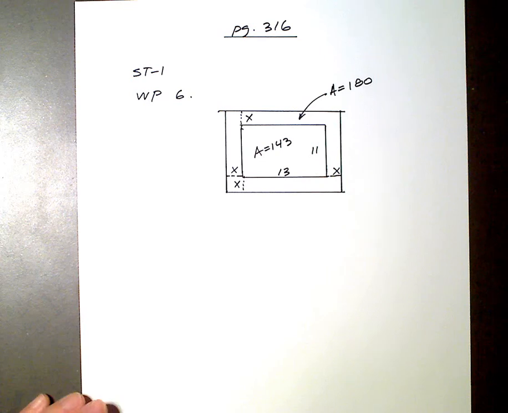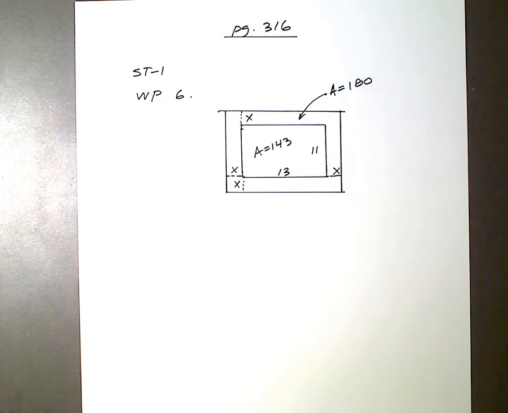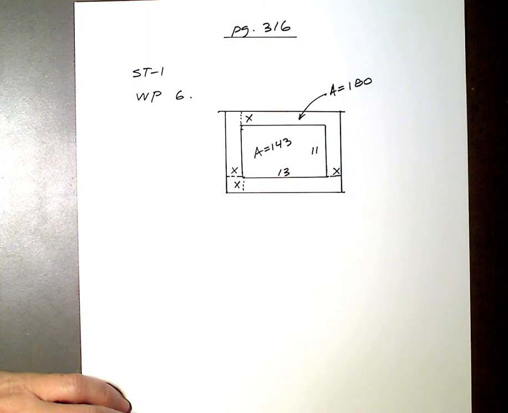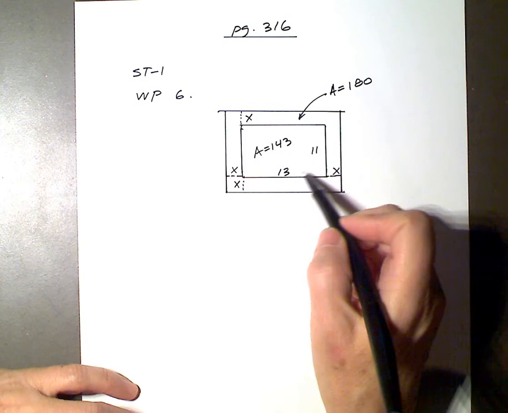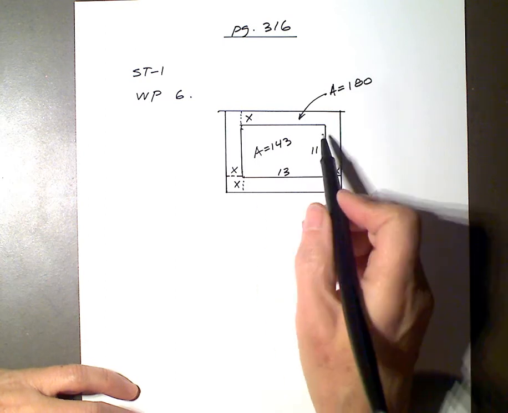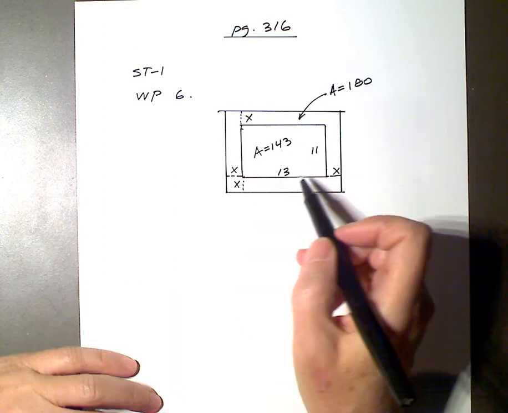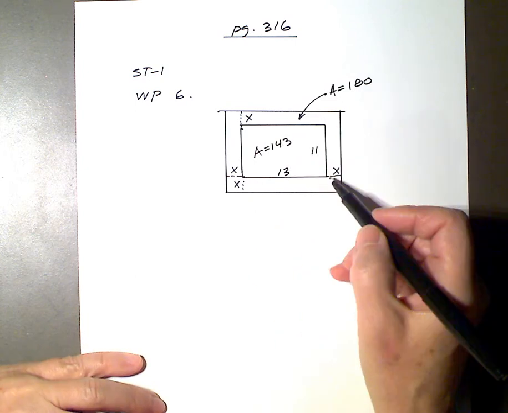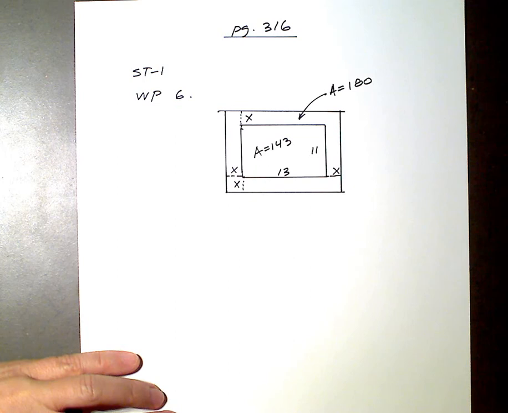Alright, this is word problem number 6 on page 316, self-test 1. What's described is, I can't remember if it's a garden or a pool, but I think it's a garden or something. And it's 11, and I also don't remember if it's meters or feet, but it's 11 by 13, and it's surrounded by a walkway that's all the same width. And you're supposed to find the width of the walkway.